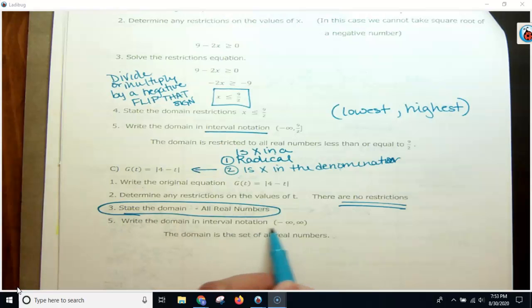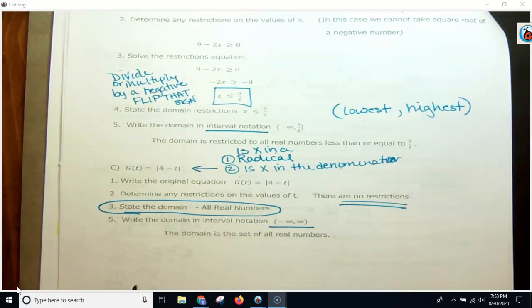All right. So then your interval notation, your very lowest is going to be -infinity. Your very highest is going to be +infinity.